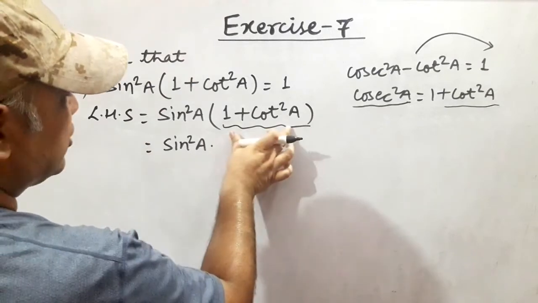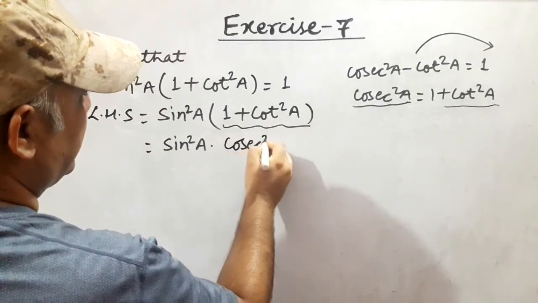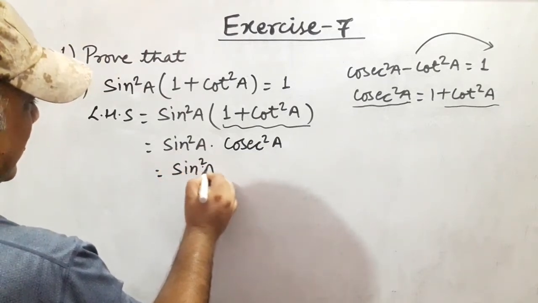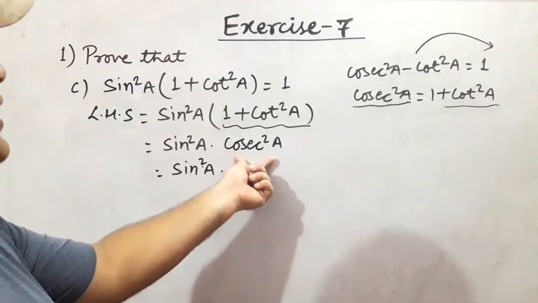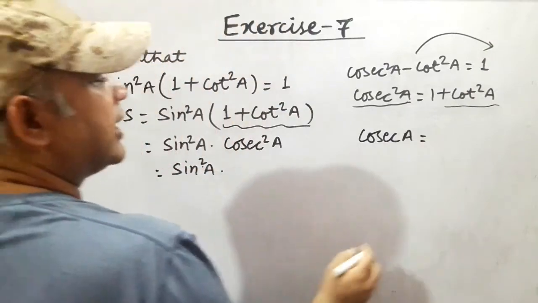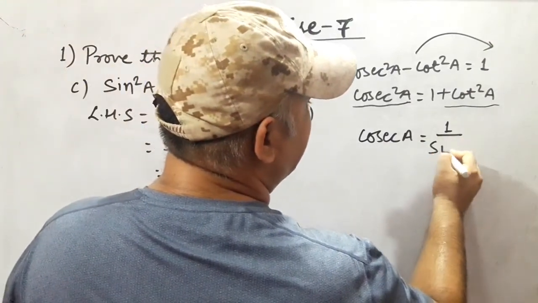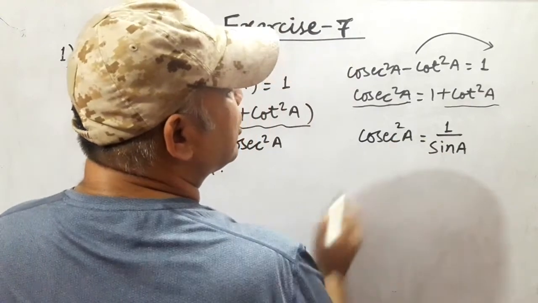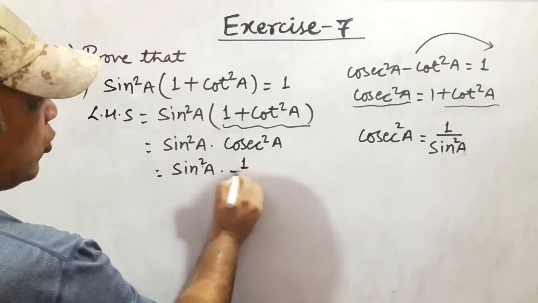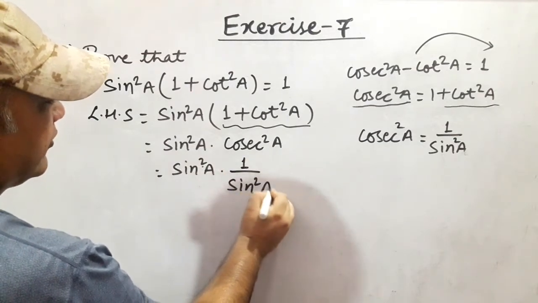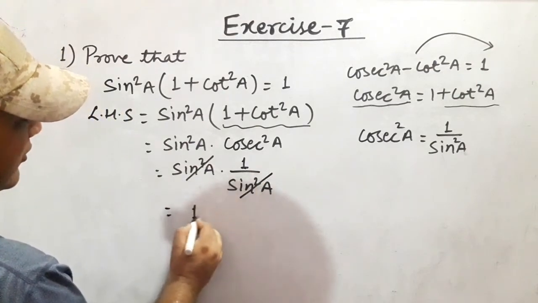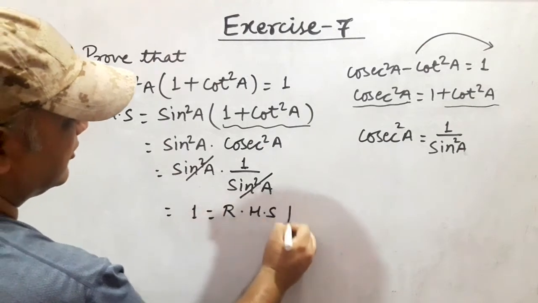So into 1 plus cot square A is cosec square A. Sin square A as it is, into. We have, in the reciprocal relation, cosec A equals 1 by sin A. So cosec square A equals 1 by sin square A. So cosec square A can be written as 1 by sin square A. We can cancel the sin square A and the sin square A. We have 1, which is our right hand side.